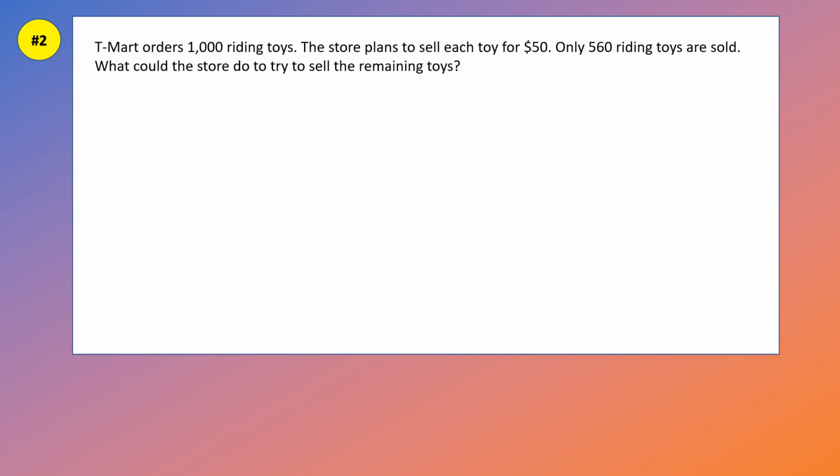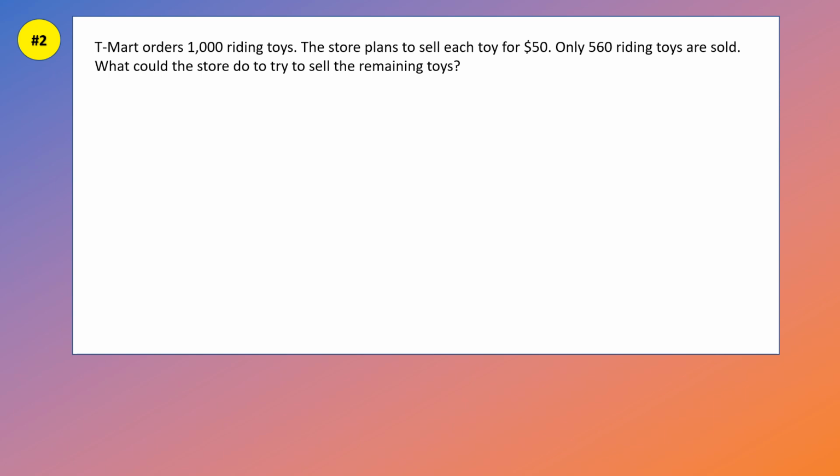All right, let's take a look at number 2. Number 2 says T-Mart orders 1,000 writing toys. The store plans to sell each toy for $50. Only 560 writing toys are sold. So they wanted to sell 1,000. Okay, they ordered 1,000. They thought they were going to be able to sell 1,000, but they only sold 560 toys. So that means they have some left.